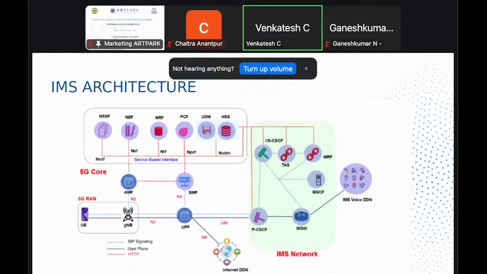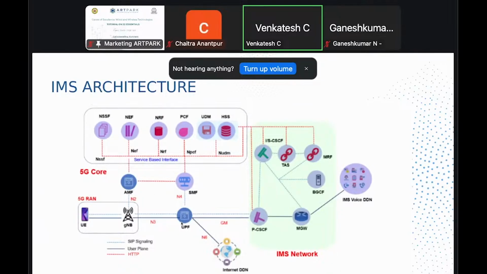In 5G core and RAN, starting from the left, we see the user equipment, which could be a 5G smartphone, tablet, or any IMS-enabled devices. This UE is connected to the gNodeB over the N1 interface, which carries the signaling messages. Next, the gNodeB connects to the AMF over the N2 interface, and AMF is responsible for handling authentication, mobility, and session management.